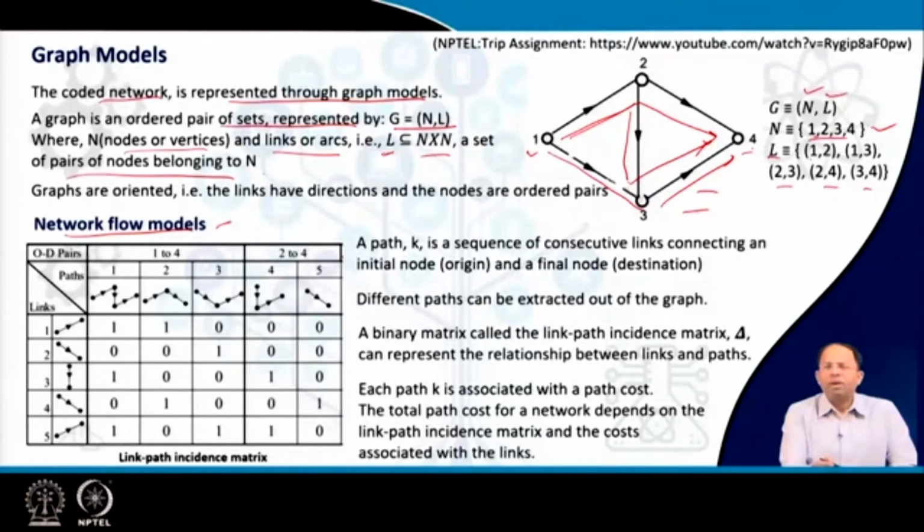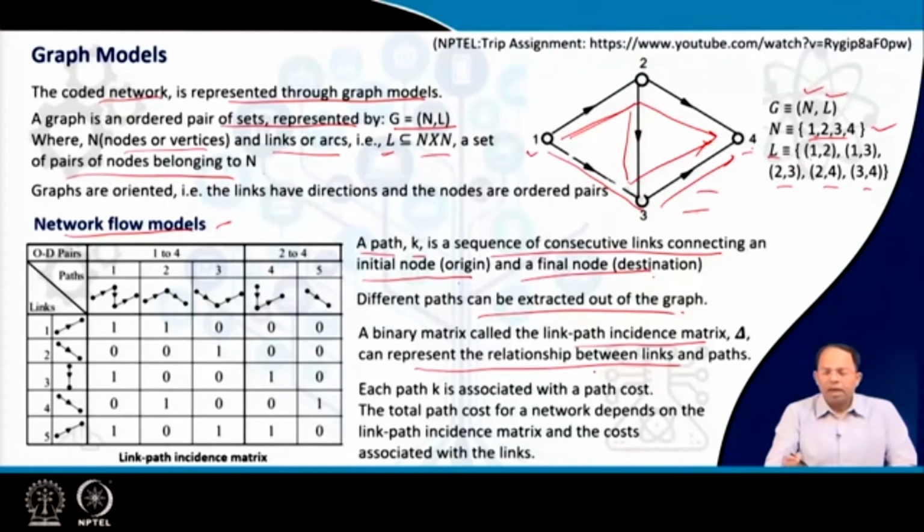So in network flow models, we have to determine paths. A path k is a sequence of consecutive links connecting an initial node, which is the origin, and a final node, the destination. So we are finding a path between 2 points, and different paths can be extracted out of this particular graph. A binary matrix called the link path incidence matrix can represent the relationship between links and paths.